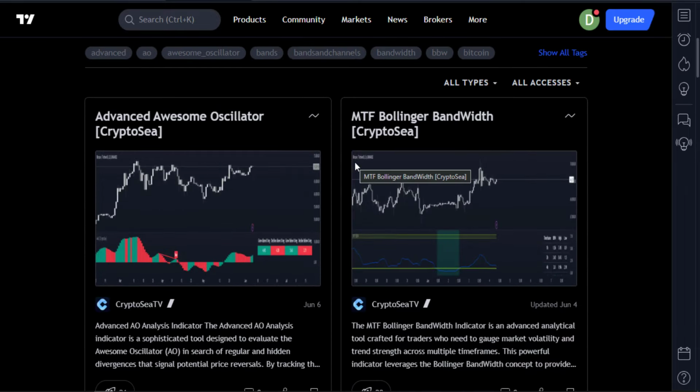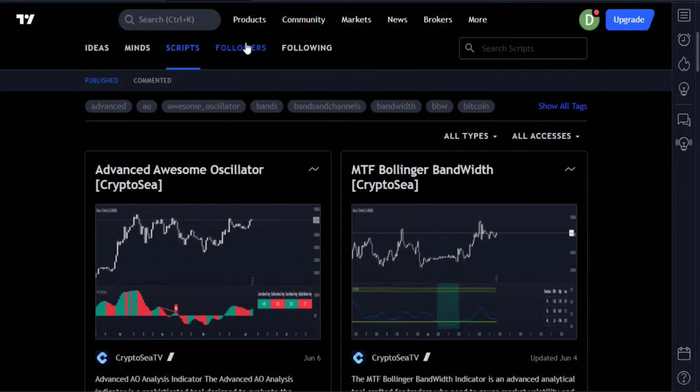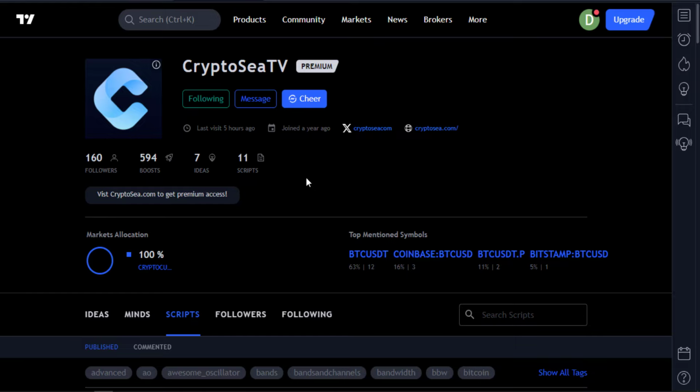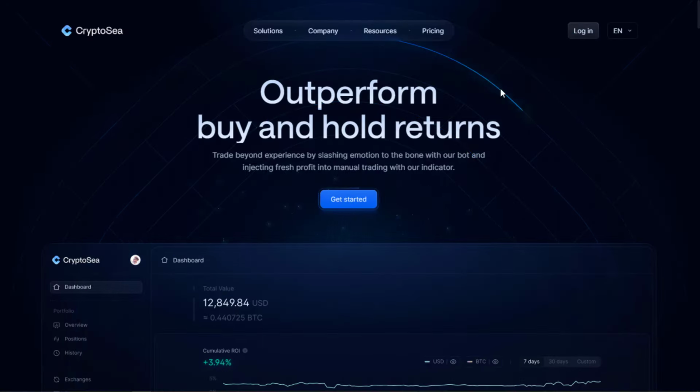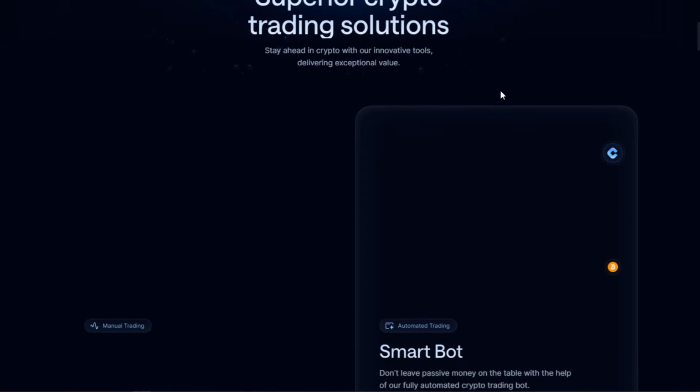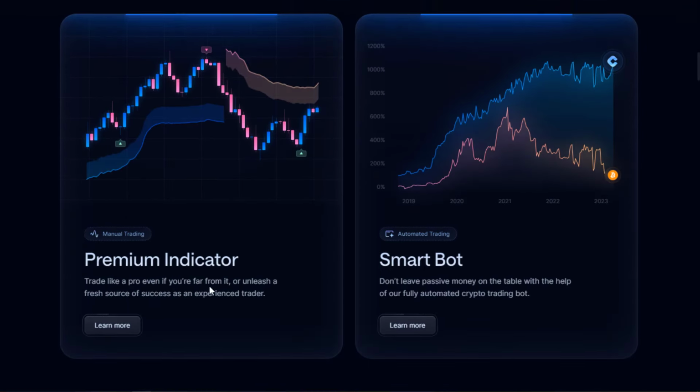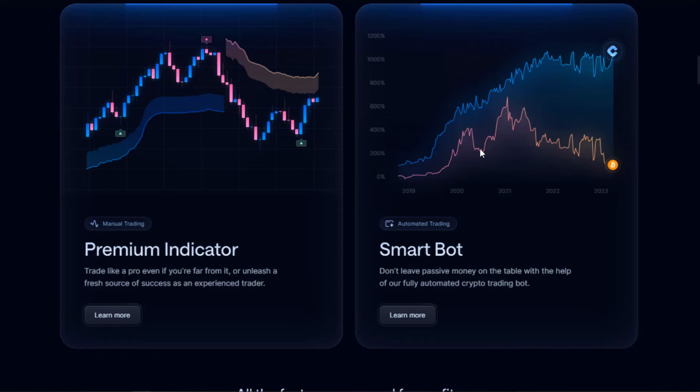Now, if you want to get access to the premium indicators and other products that Crypto C offers, you are going to go over to their website. Now, when you come over to the Crypto C website, you can see that they only offer two services, which are premium indicators and a crypto trading bot called the Smart Bot.